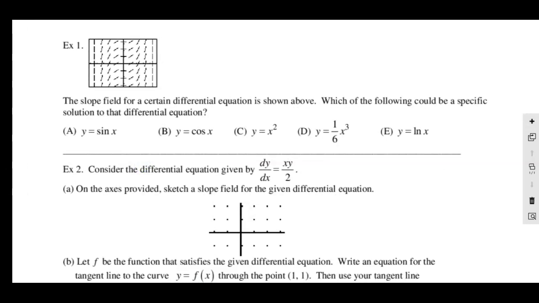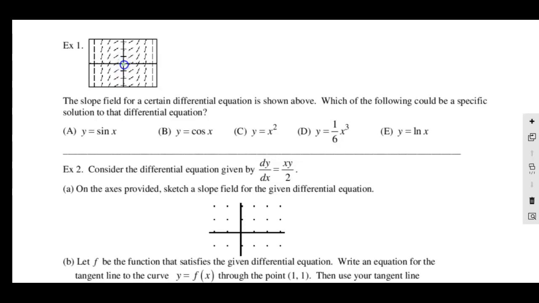It says the slope field for a certain differential equation is shown above. Which of the following could be a specific solution to that differential equation? This one's not rocket science, guys. Let's just plot a point. What would a particular solution look like? Let's just go for it. Let's just go through the origin.